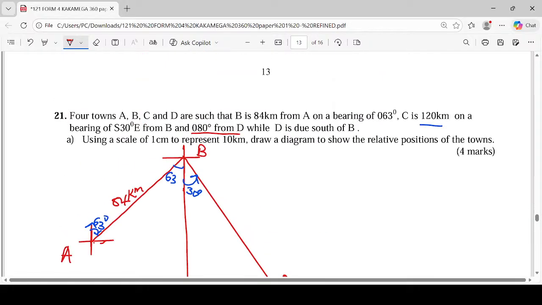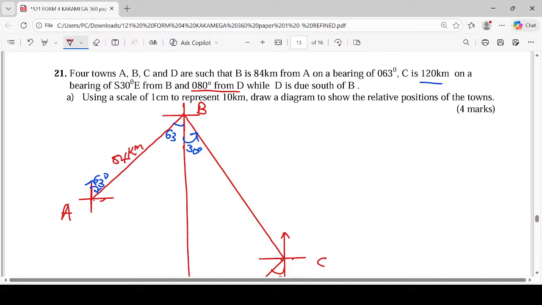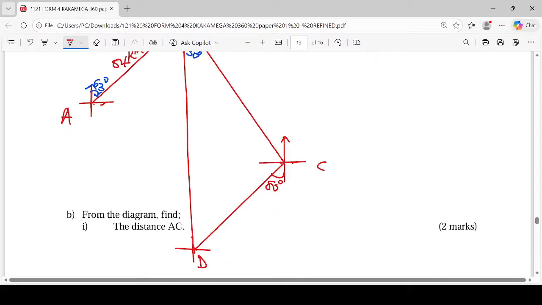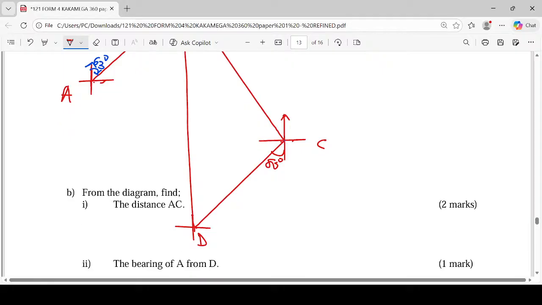After locating our D, we have the other parts. So the question is, from the diagram, find the distance AC. So my AC is 15 centimeters. So I'm going to take 15 centimeters times 10. This gives me 150 kilometers as the answer for AC. Remember the first step I've done? I've joined A to C, then I've measured it, and I've converted using my scale.